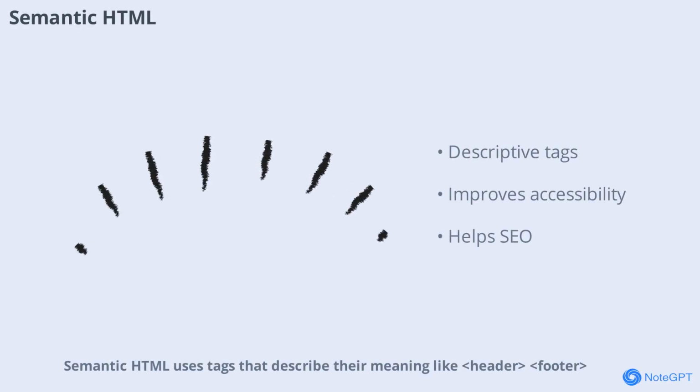Semantic HTML uses tags that describe their meaning, like header, footer, nav, and article. These tags make your code easier to read and improve accessibility for users with assistive technologies. Using semantic tags also helps search engines understand your content better.